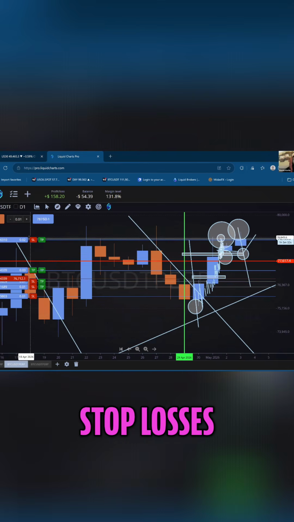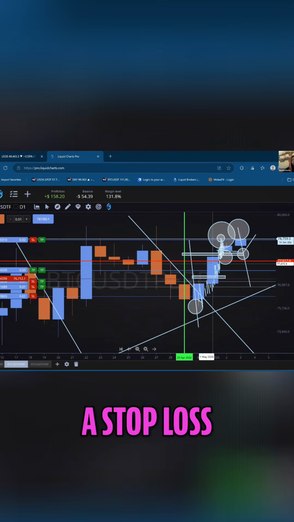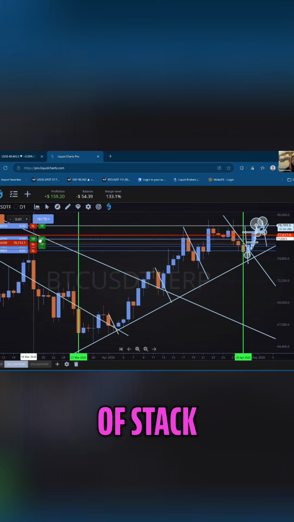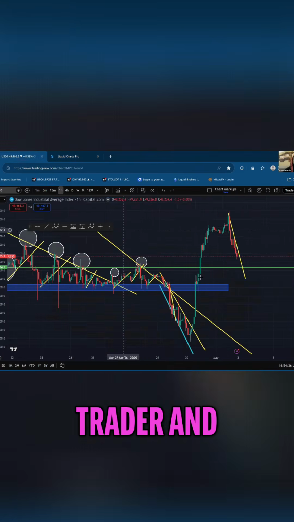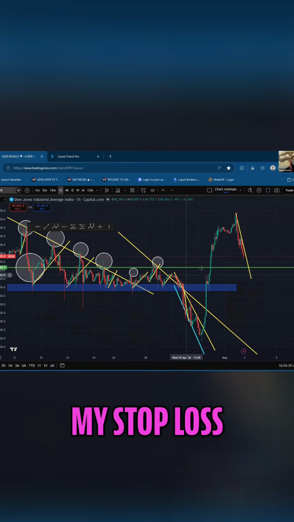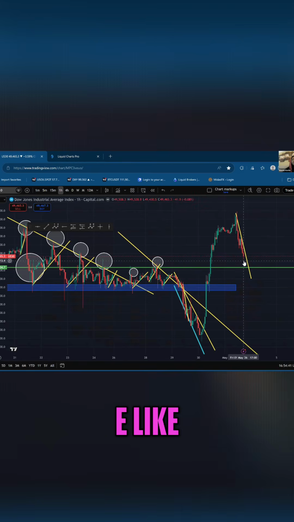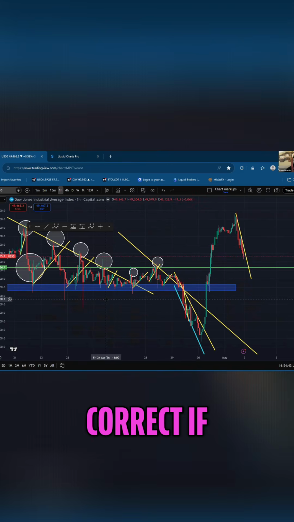I haven't been using stop losses because there's no point in using a stop loss when we have this kind of stack. But before we have this kind of stack, if I'm just an intraday trader, my stop loss has to be correct, if that makes sense.